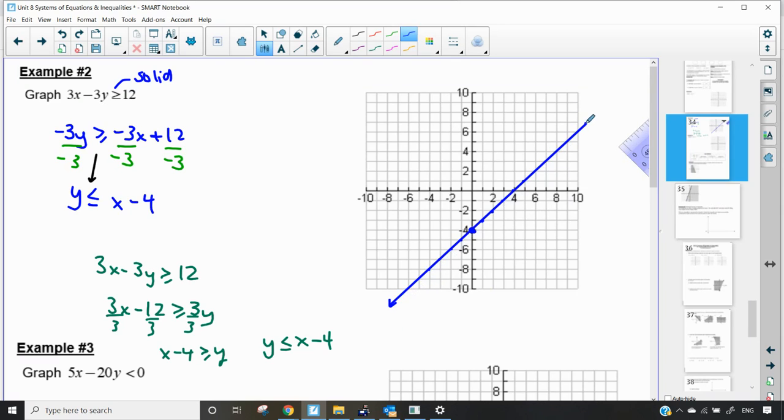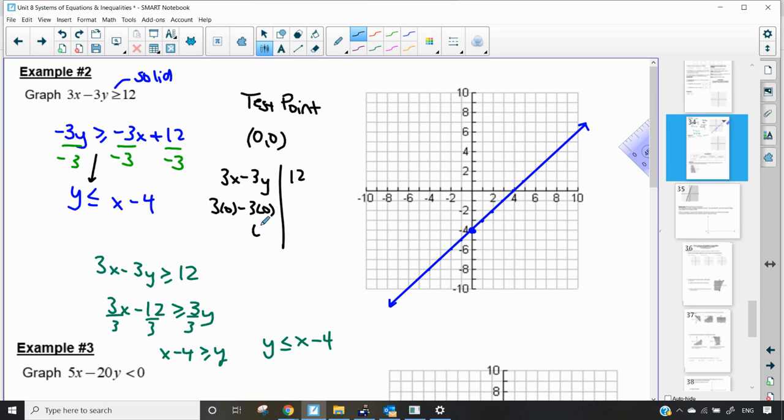And then we choose our test point. Once again, I'm going to choose 0, 0 because it does not fall on our boundary line. So my test point here is 0, 0. And we sub that into our inequality. So I'm always going to go back to my original just in case I've made some calculator errors. So I have 3 times 0 minus 3 times 0, and that gives me 0.